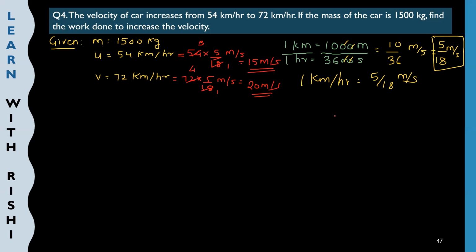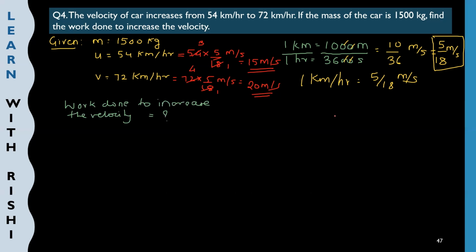We have to find work done to increase the velocity. That means how much work is done to increase the velocity of the car from 54 to 72. Initially the velocity was 54 and after some time it was 72. So to increase that velocity, how much work was done, that we have to calculate.